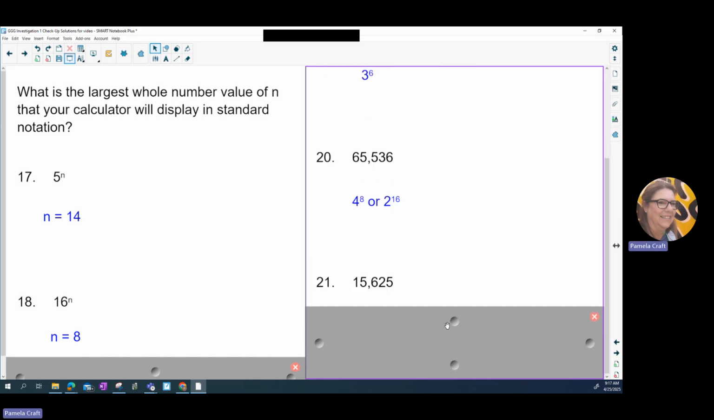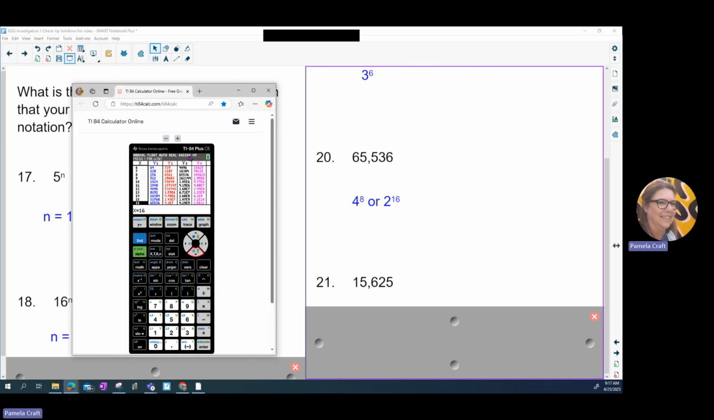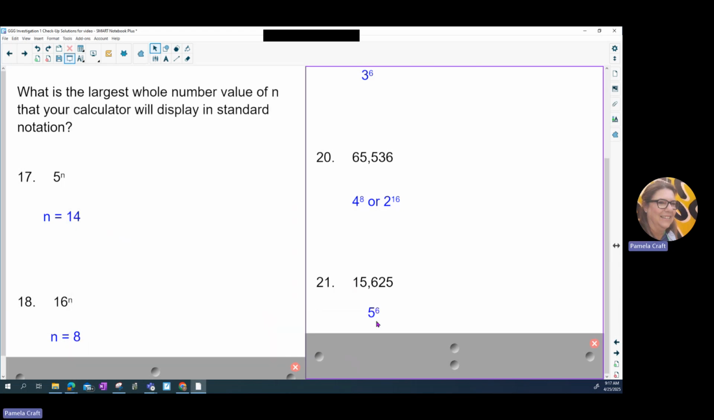And finally, number 21, we're looking for 15,625. Looking for 15,625 right here at the top of my last column. So that was 5 as the base, and it's to the 6th power. 5 to the 6th power.